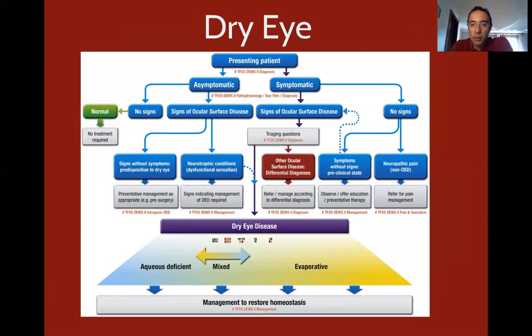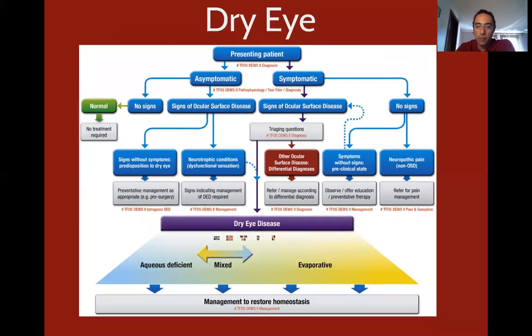Another entity that we're going to talk about on the subject of red eye is dry eye disease. Dry eye disease is a very complicated disease, but it is associated with inflammation of the ocular surface. It may be because of reduced aqueous production, so the reduced tear film, or an evaporation of the tear film because the lipid layer is disrupted.